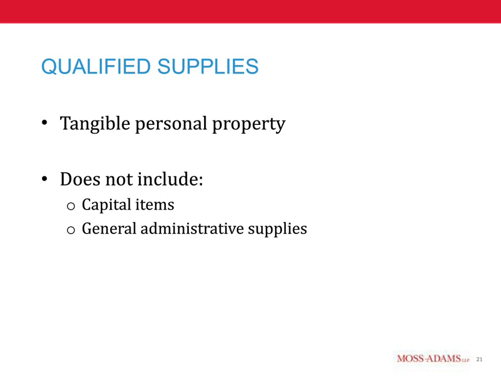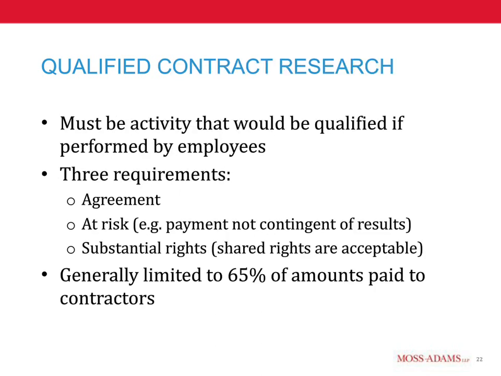So the third category here is contract research. If you're paying any other third party, whether it's a company or an individual, to perform qualified research, maybe they're doing engineering type activities, or they're working in a consulting role, or they're performing testing on some of your new products, then payments to those contractors could be included in the qualified research expense calculation.